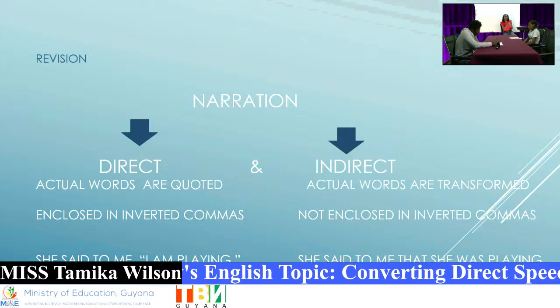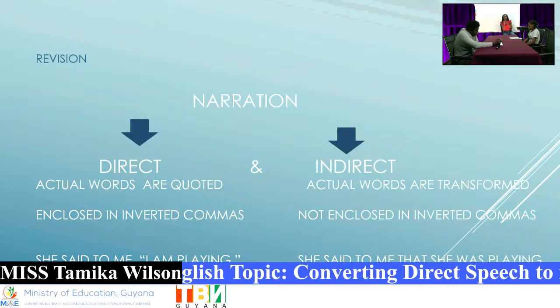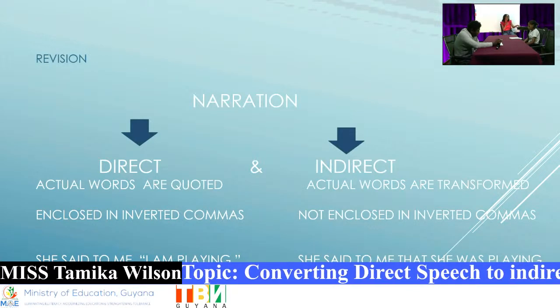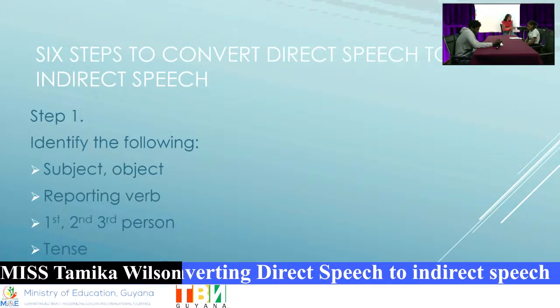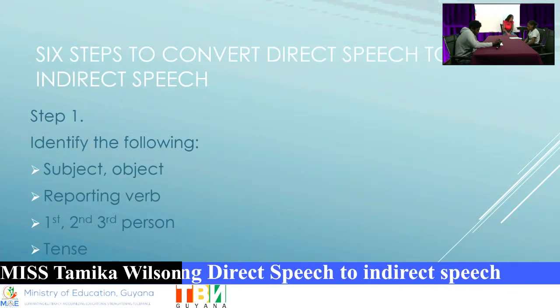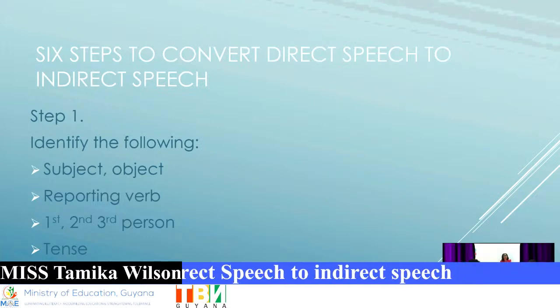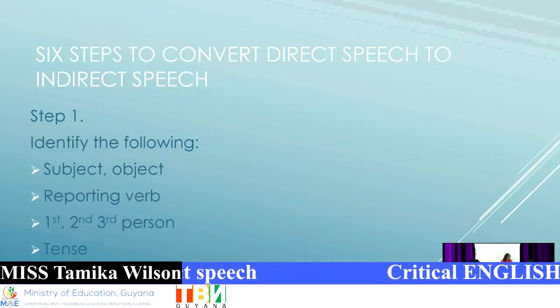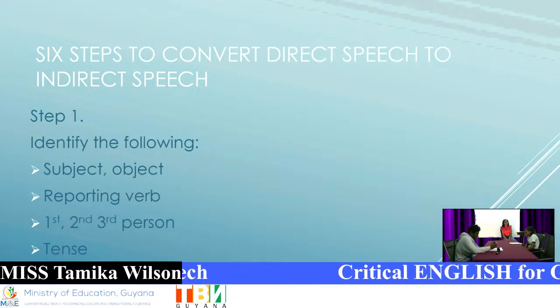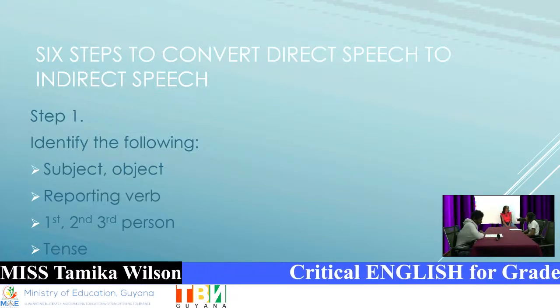Now, how do we get from direct to indirect? That's what we're looking at in detail today, all right? We're looking at 6 steps and trying to get through them in the little time that we have, to make sure that we have a better understanding of how to convert direct to indirect speech. So step 1. Step 1 says what? Identify the following.